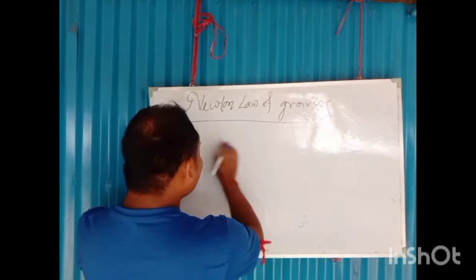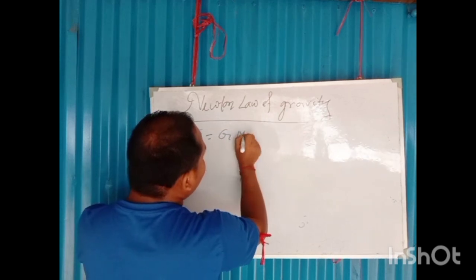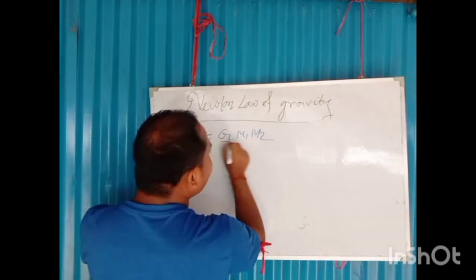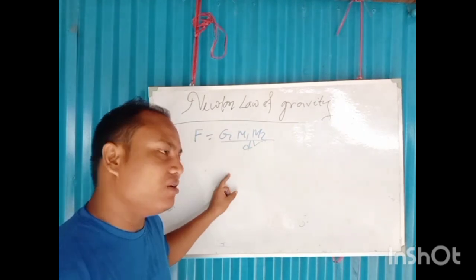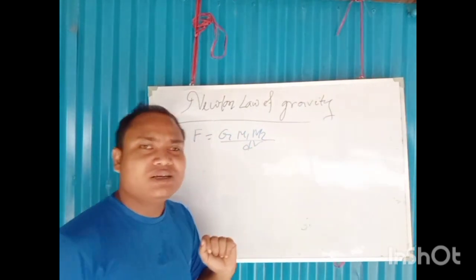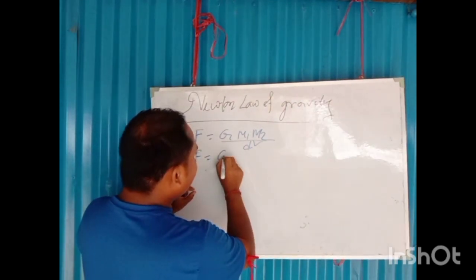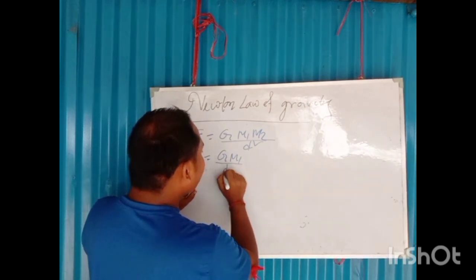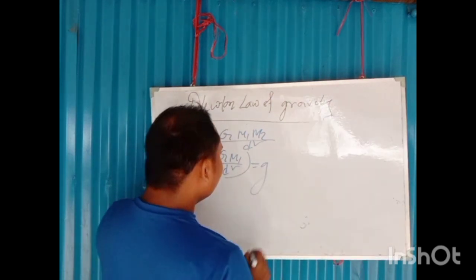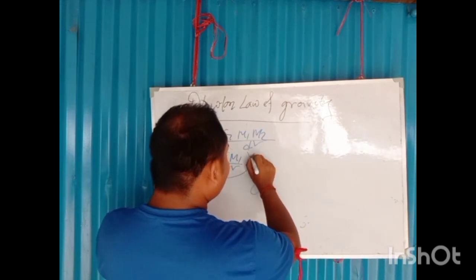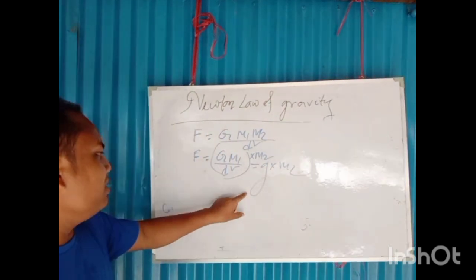Here I have drawn the equation: F equals G m1 m2 by d square. We know that G is the gravitational constant, and its value is 6.7 into 10 to the power minus 11. So right here you can write G m1 by d square, and we take it as a single value g. It is the same for m2, g into m2.